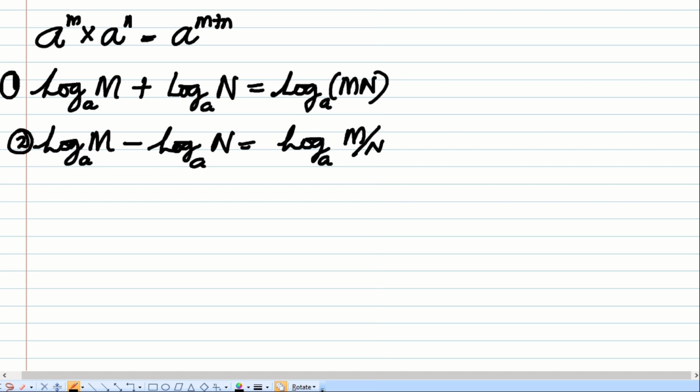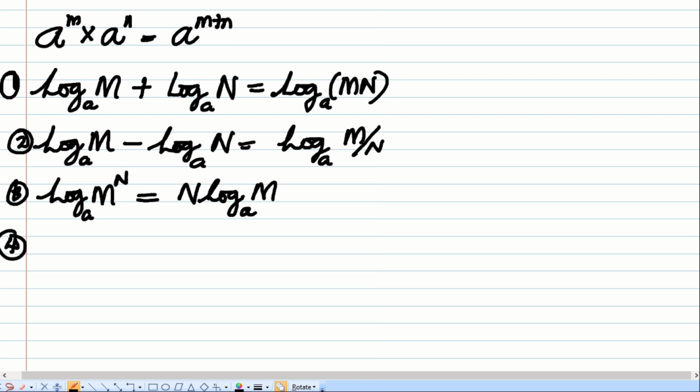The next one is the power law. If you have, say, log base a of m raised to power n, this will be equal to n log base a of m. So in this case, you see that the power is kind of the coefficient now. So you multiply everything by the power, which is n. So you have n times log base a of m. That's the power law.